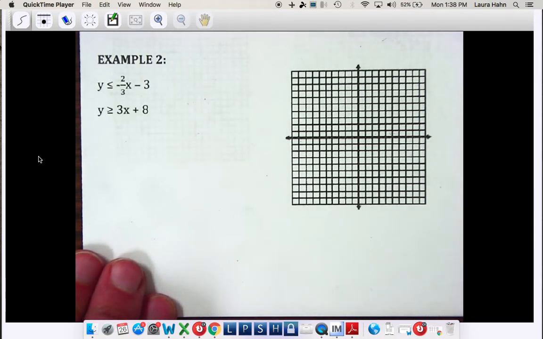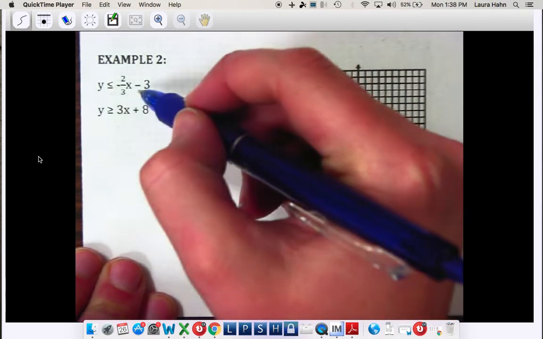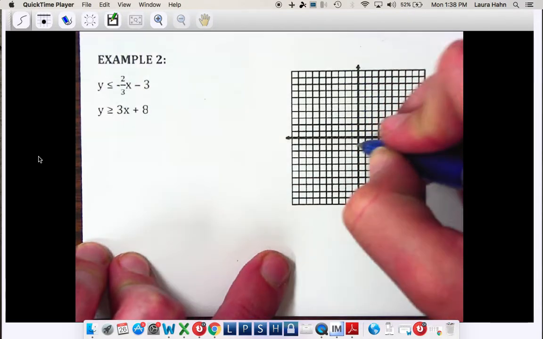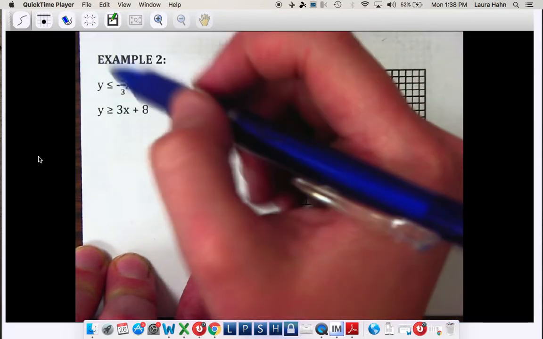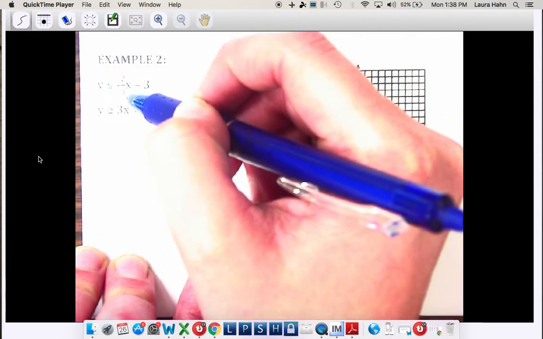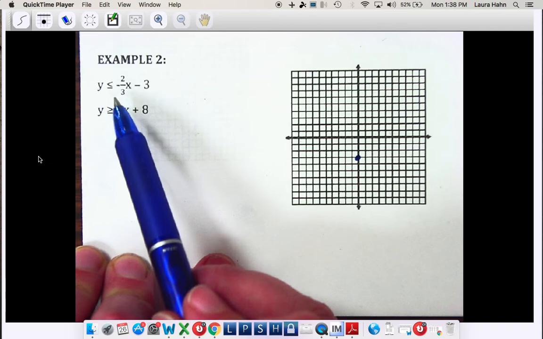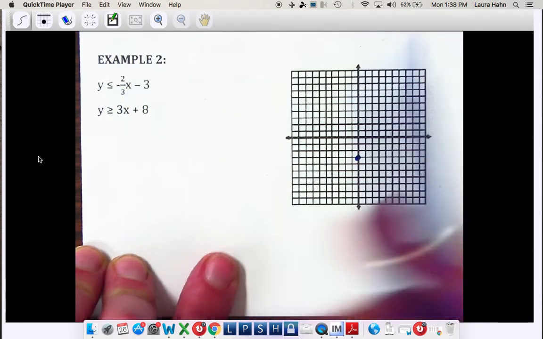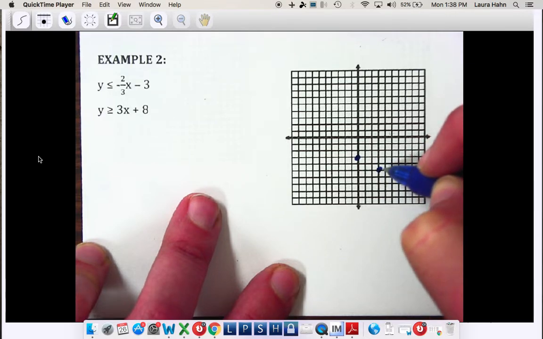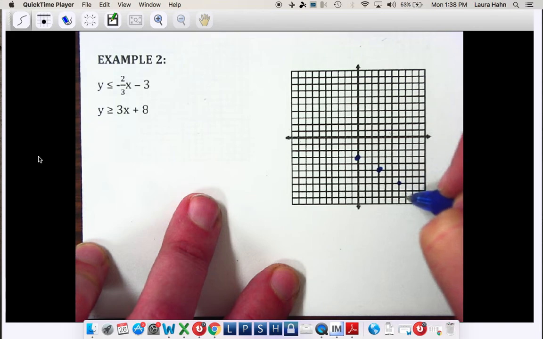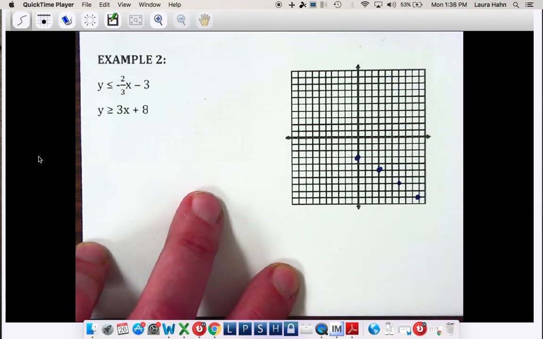All right, lucky us, y is by itself. All right, so I'm going to start with my blue pen. My y-intercept is at -3, so I'm going to go down 3. My slope is -2/3, which means I'm going to go down 2, right 3. I'm going to do as many as I can. Down 2, right 3. All right, and that's all of them that I can fit.